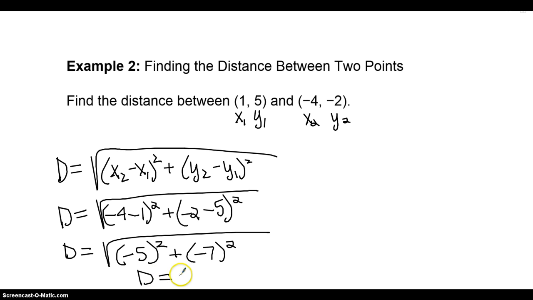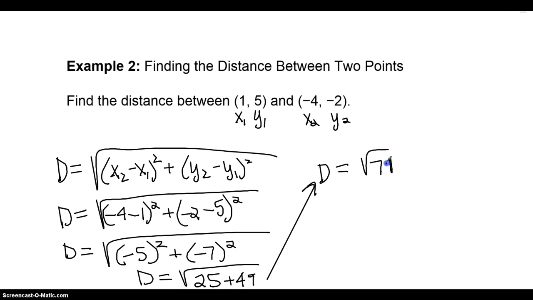So negative 5 squared is 25. Negative 7 squared is 49. So now I have the square root of 25 plus 49. And I do that in my calculator. The distance is equal to the square root of 74. Actually, you don't even have to turn it into a decimal. You just leave it as the square root of 74.